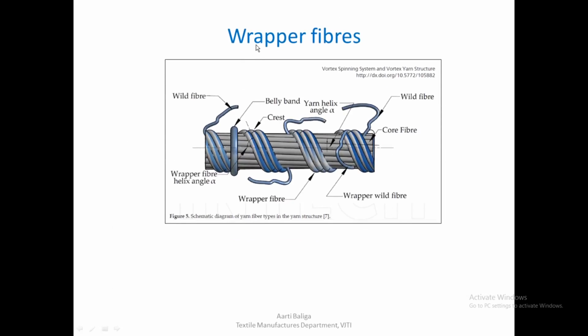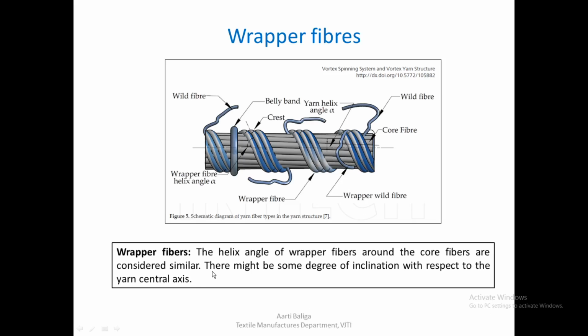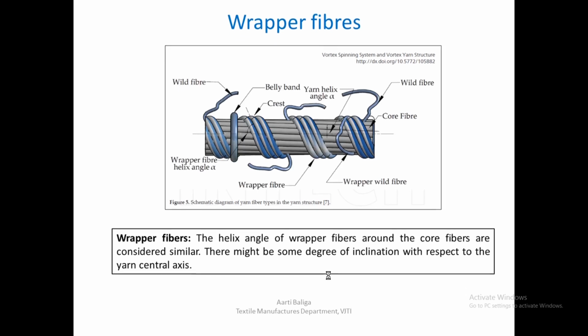You come to the wrapper fiber type, and we see these are wrapper fibers which are shown here inclined, and they are wrapping in bunches all over the surface of the yarn. So the helix angle of the wrapper fibers around the core fibers are considered similar. So the helix angle, they are all almost same. There might be some degree of inclination with respect to the yarn central axis. So there you will find some amount of inclination with the yarn axis.